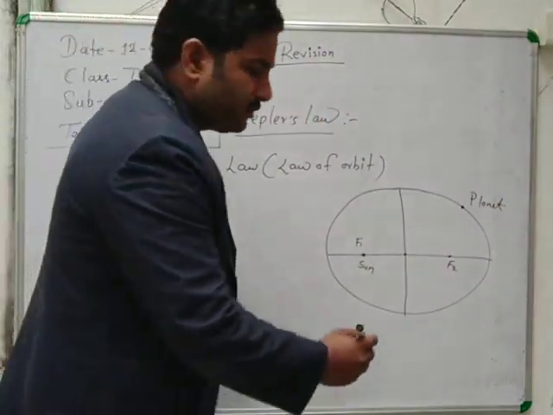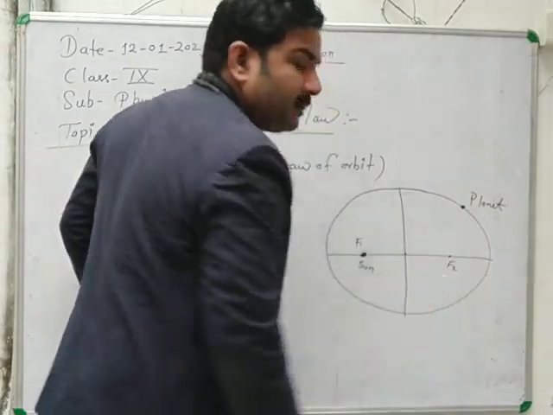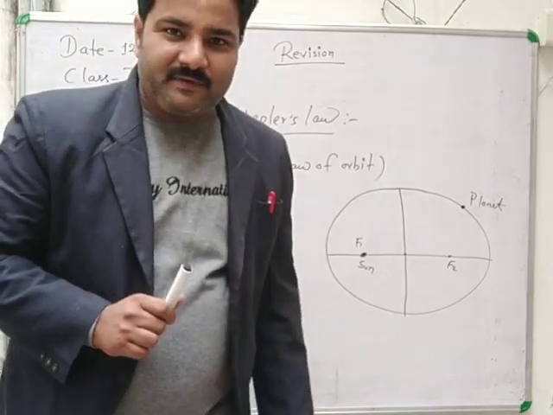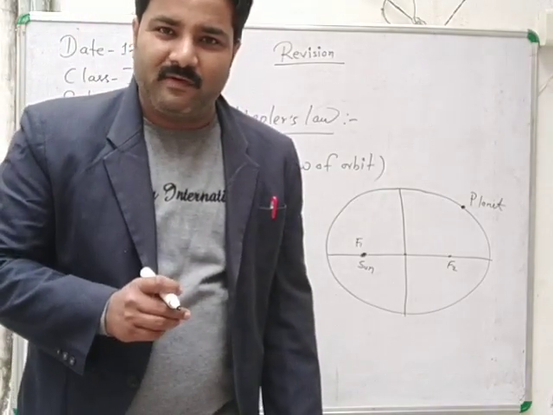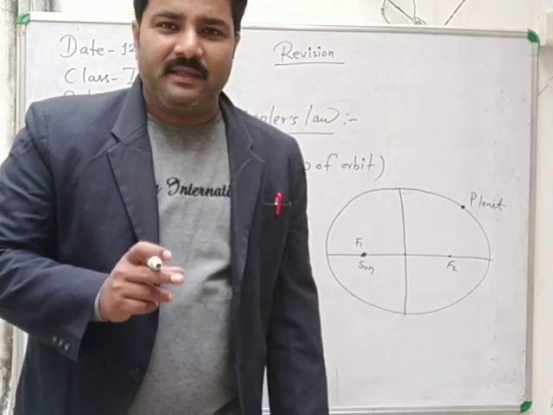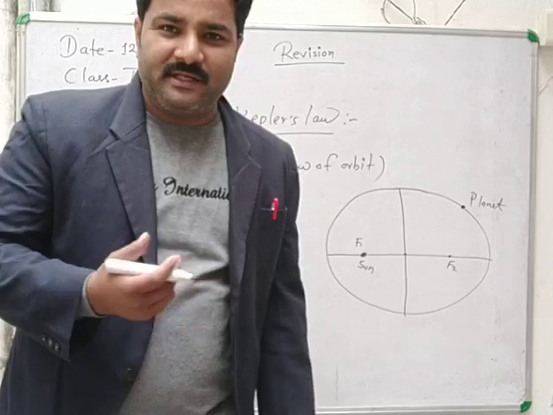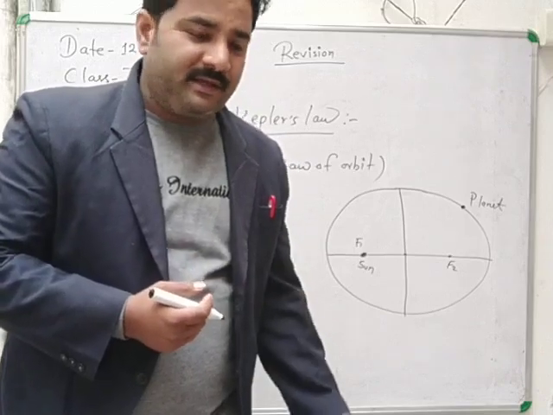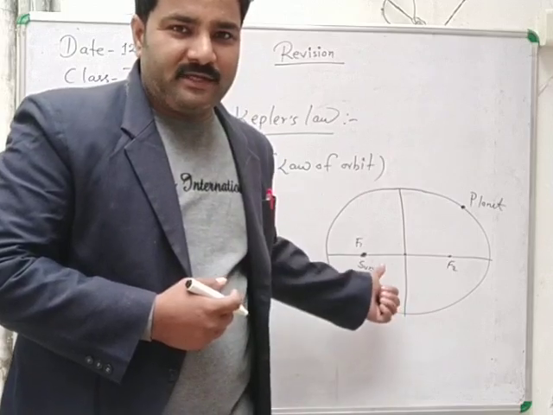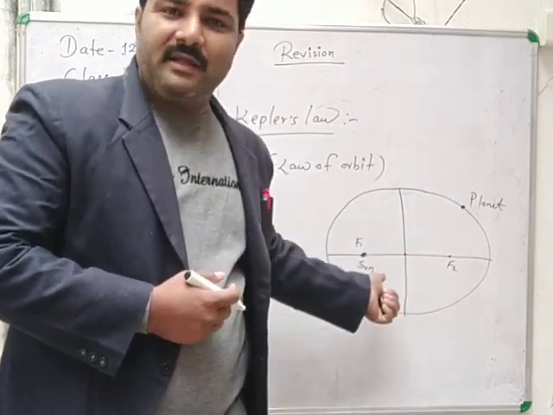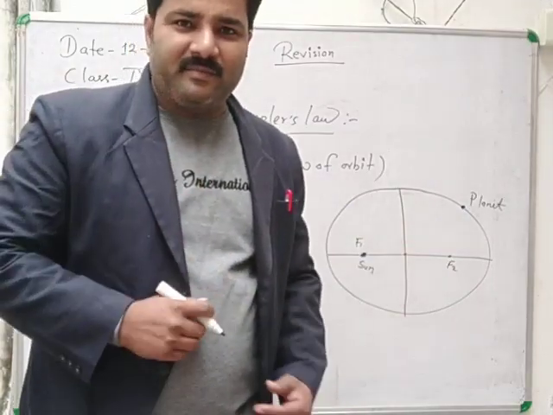Clear? So listen again. What is the concept of Kepler's first law? Every planet revolves around the sun in an elliptical orbit, that is the oval shape, or you say an ellipse, and the sun lies at any one focus. Here are two foci, F1 and F2. The sun lies at F1 and this is the position of the planet. This is the concept of Kepler's first law.